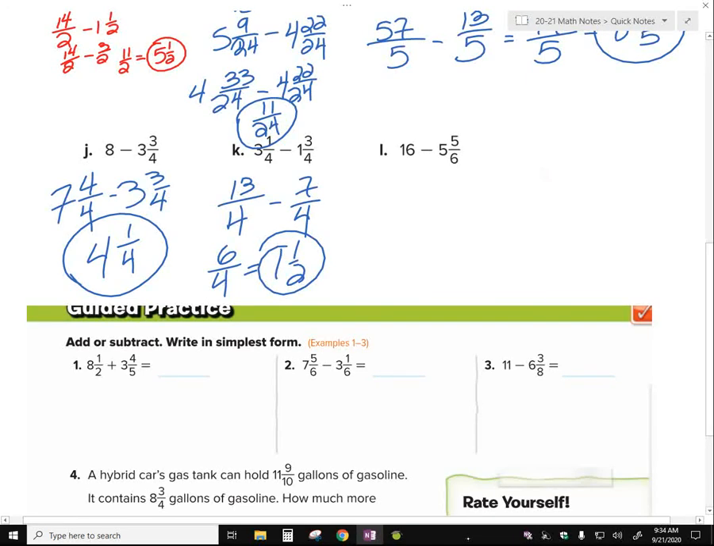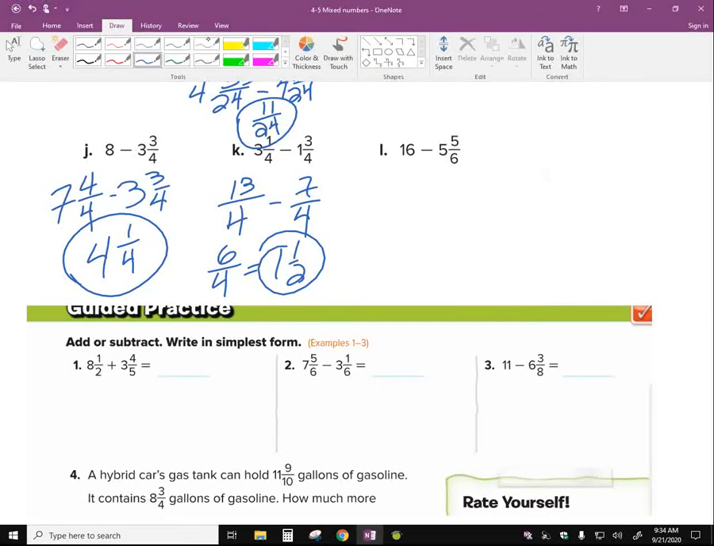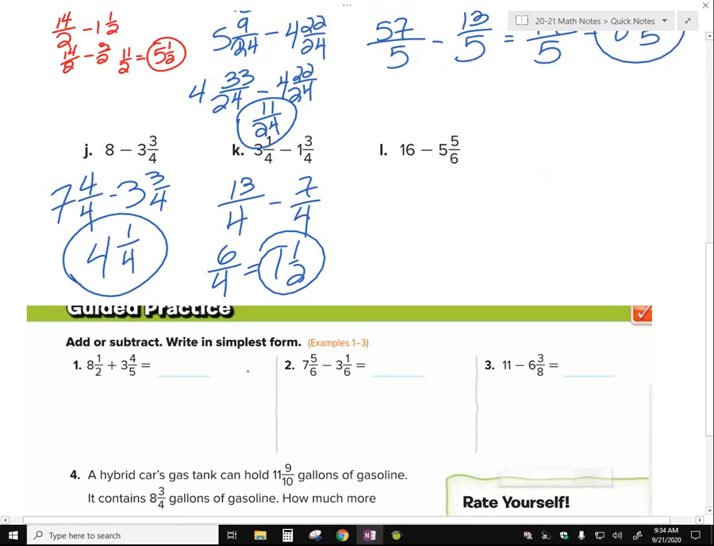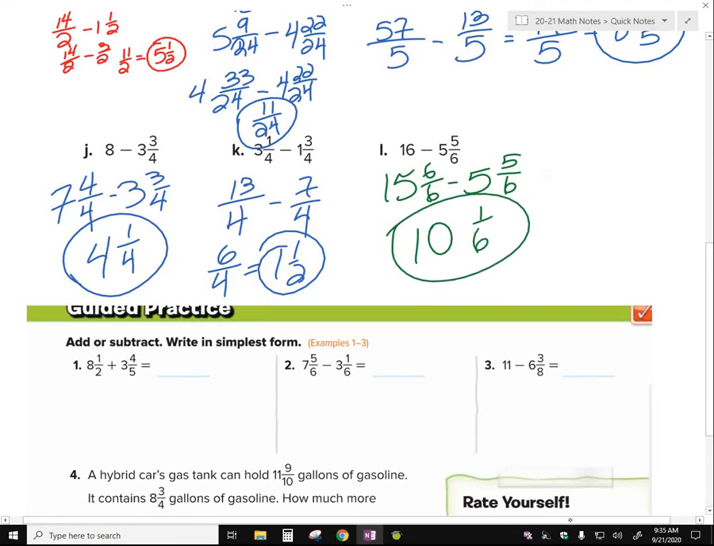Whatever method you prefer, that's what you can use. For this one, since 16 is a high number, I'm going to rewrite 16 as being 15 6/6, because 15 6/6 is 16. 15 minus 5 is 10. 6 minus 5 is 1. 10 and 1/6. That's right.